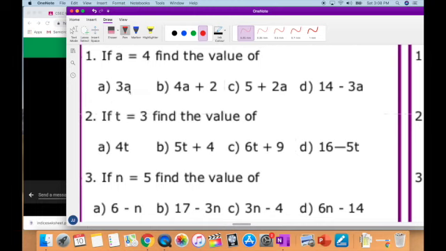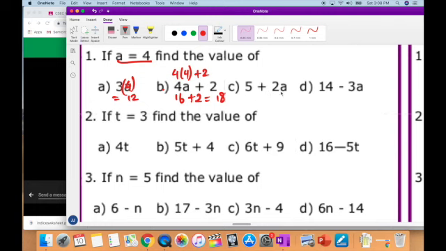8 brackets 4. 3 brackets 4. So all she did was take this A is equal to 4 and put it where A is. So now you have 3 times 4, which is what? 12. Very good. This one? 4 brackets, another 4 plus 2. Which is 16 plus 2, which is? 18.